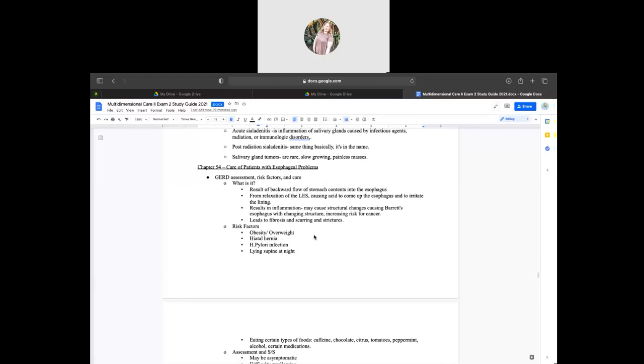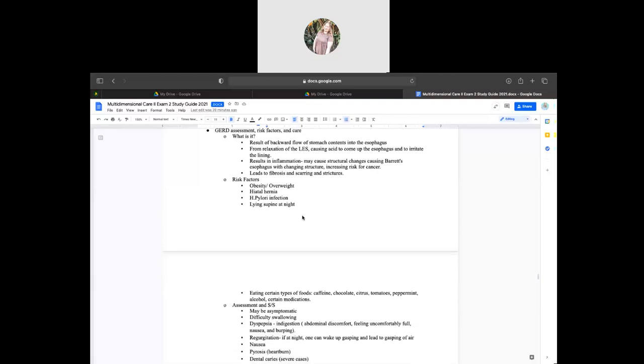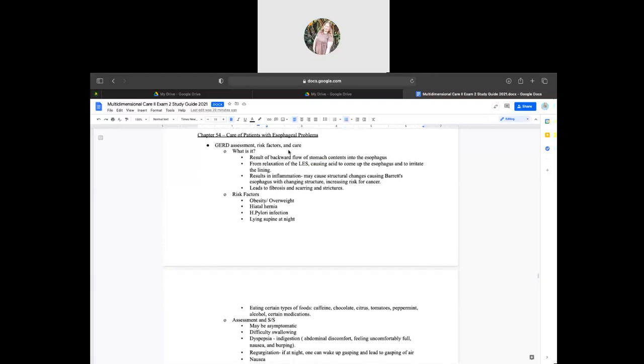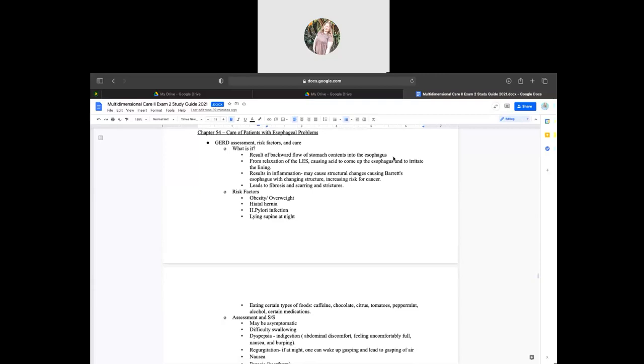Next, we're going to go into GERD. So GERD results from backward flow of stomach contents into the esophagus. And this is from relaxation of the lower esophageal sphincter. Because of this, acid can come up to the esophagus and irritate the lining of the esophagus. It can result in inflammation and a burning sensation.